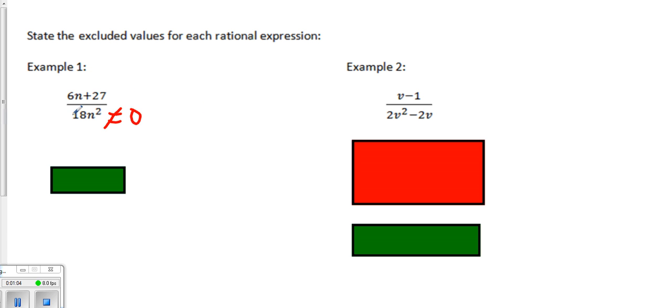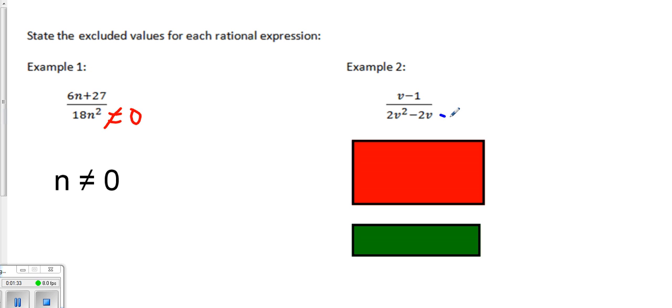So what is the only number that would make this thing 0? Well, that would be if n is equal to 0. Okay, the only time where we get 18 times some number squared to be 0 is if n were 0. So that's the only number that we can't have in this polynomial function or in this rational expression. So for these ones, again, we're just simply stating what numbers we can't have.